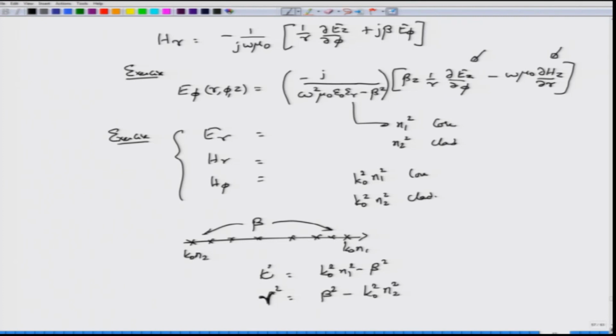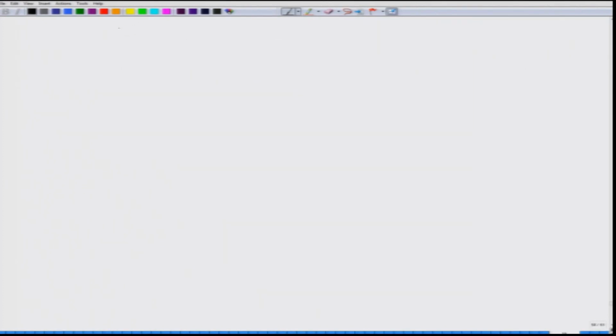Okay. Now, what we have here completes step 2. Step 3 corresponds to our wave equation. In this case, the wave equation has to be for Ez, and the same equation will hold for Hz as well. The form of the equations are essentially the same. And what is the wave equation for Ez or Hz?